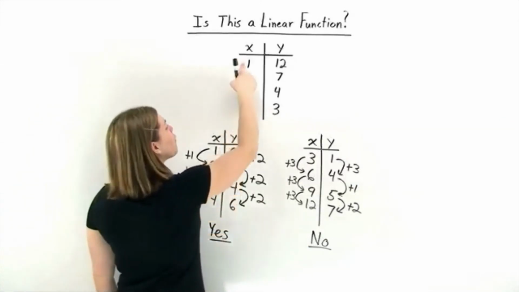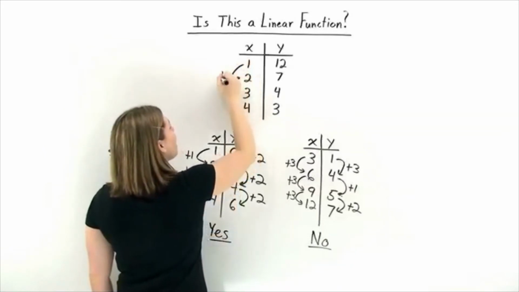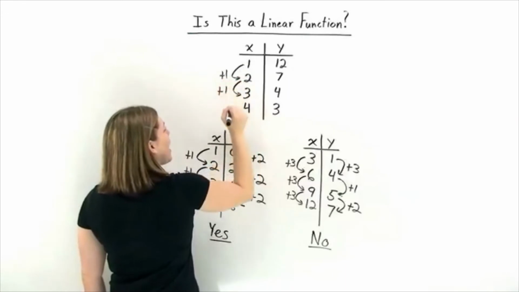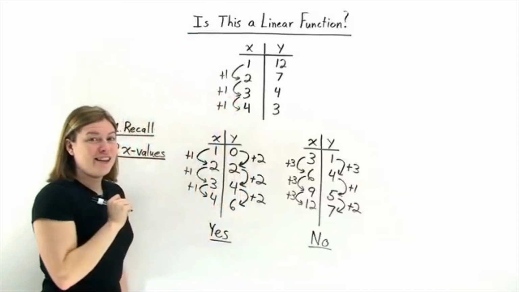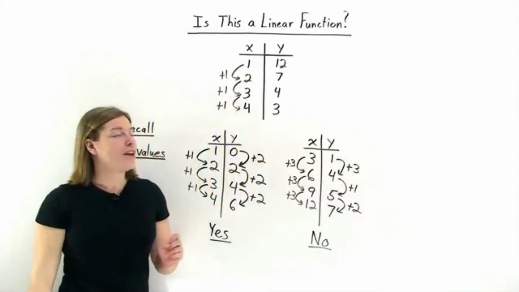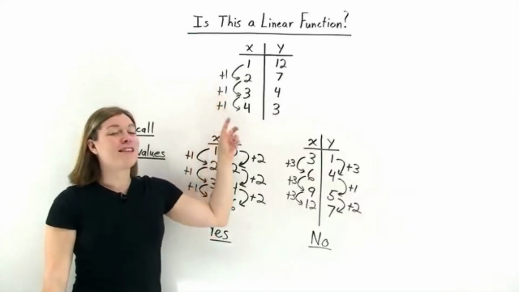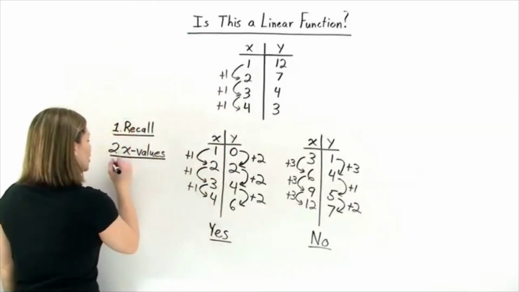Well, first we want to go from 1 to 2. To do that, we could add 1. Now what about going from 2 to 3? Well, there we could add 1. And how about 3 to 4? Again, we could add 1. Each time to get the new x value, we simply need to add 1 to the previous x value. So we can see that x has a constant rate of change.